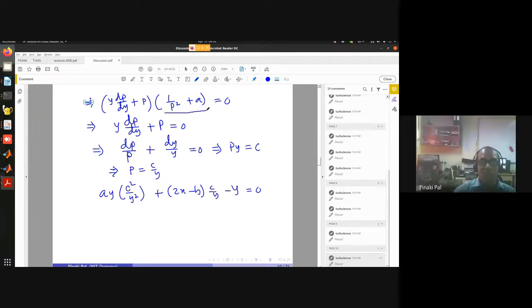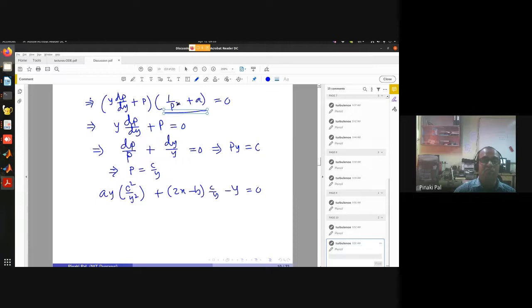Achha, 1 by p square is positive and p equal to 0 is a separate case. If p equal to 0, it is undefined, so we will not consider that. Otherwise p is non-zero, and for p non-zero this equation is valid. Now 1 by p square is positive and a is given to be positive. So therefore, this factor 1 by p square plus a cannot be equated to 0.